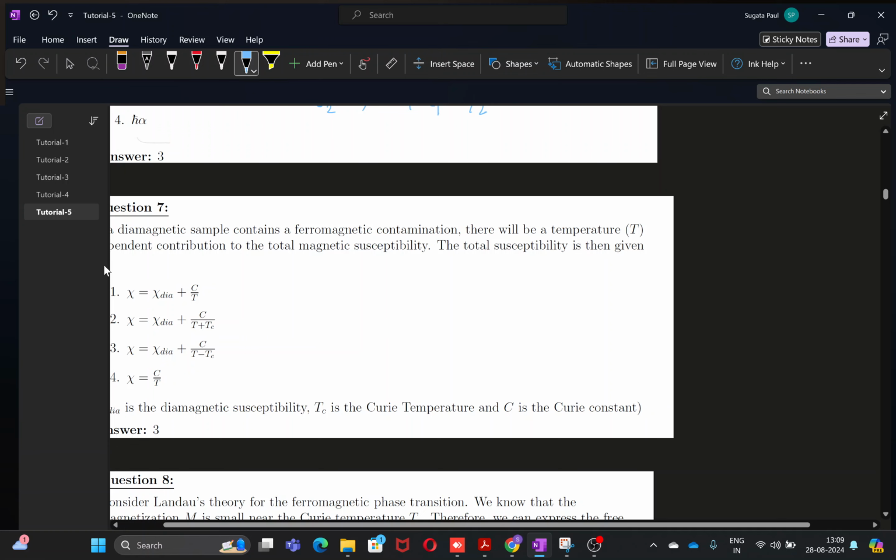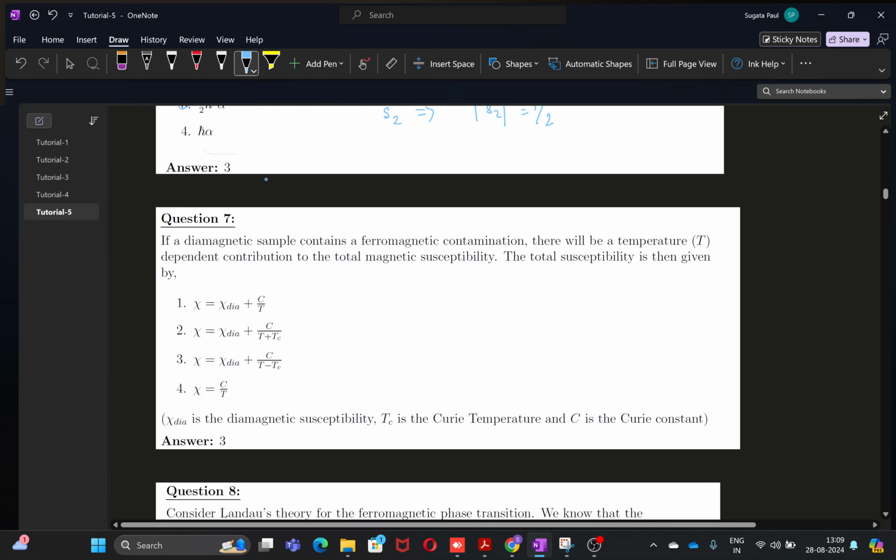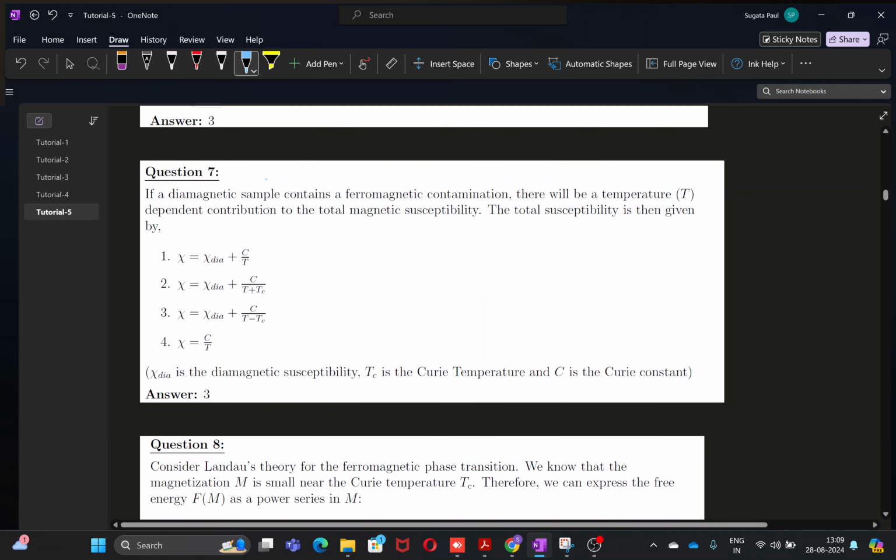Now for question number 7, it is a short kind of question. It says that if a diamagnetic sample contains a ferromagnetic contamination, there will be a temperature dependent contribution to the total magnetic susceptibility. So what will then be the total susceptibility given by? Now you know that for a diamagnetic sample, the diamagnetic susceptibility is completely temperature independent. So it is a constant or temperature independent value, and it is negative because it is diamagnetic.